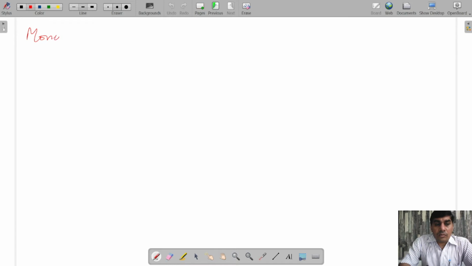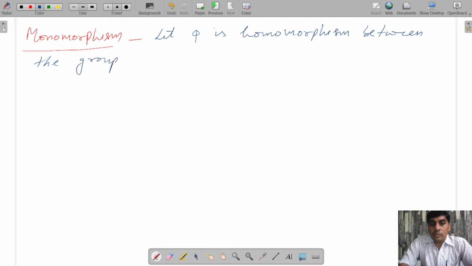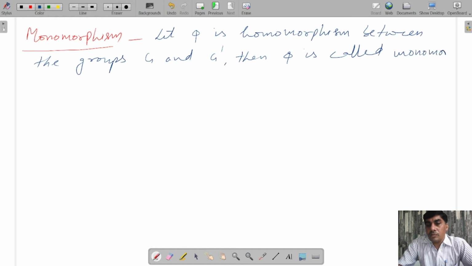First, monomorphism. Let phi be a homomorphism between the groups G and G dash, then phi is called a monomorphism if phi is a 1-1 mapping also.